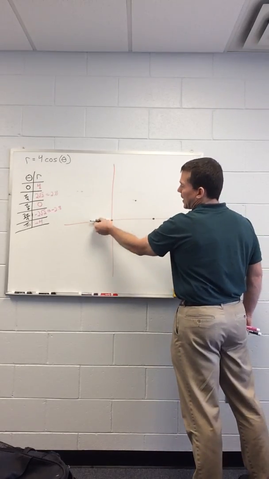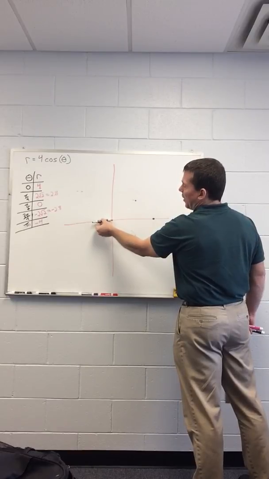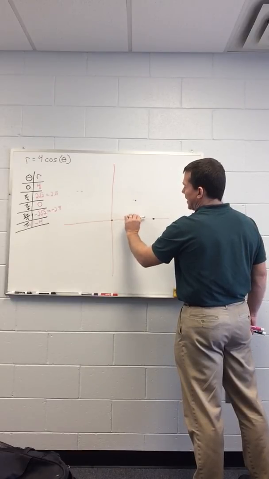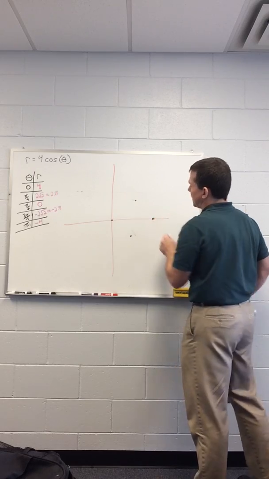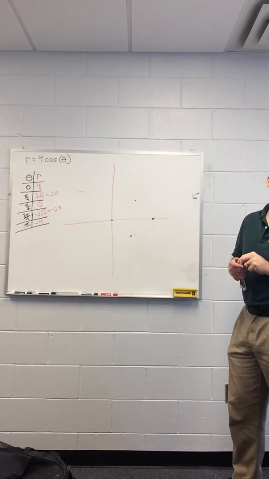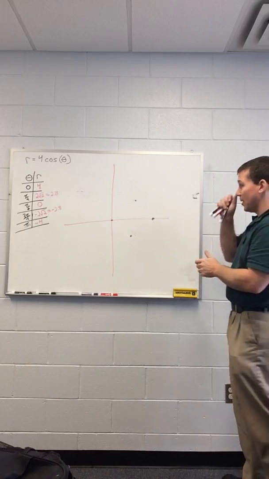And then at pi, when I get to pi, my radius is negative 4. Negative radius means flip again. So I end up over here and I'm back at 4. And now we just have those points.